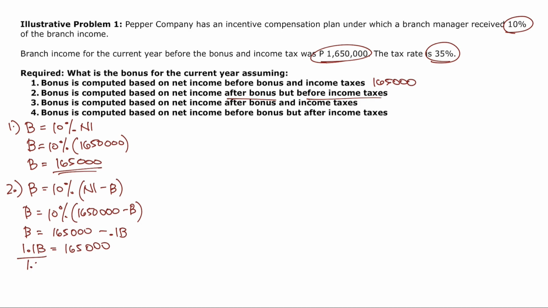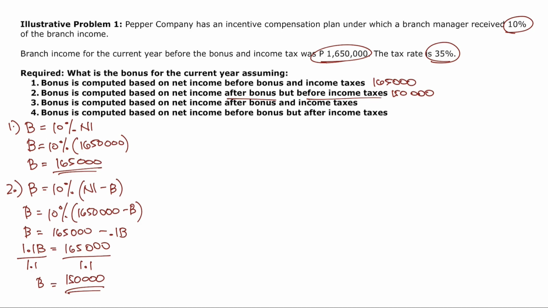Then, divide mo ng 1.1 both sides, makukompute na natin yung bonus. So, here, on scenario number 2, bonus will be equal to magkano? 165,000 divided by 1.1, or this is equal to 150,000. So, requirement number 2, 150,000 will be our final answer. Okay?